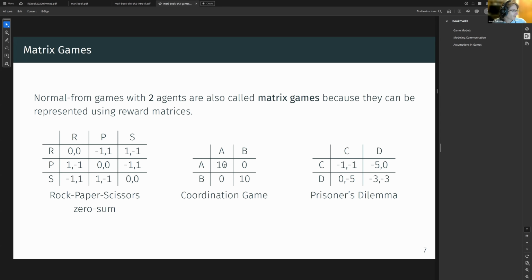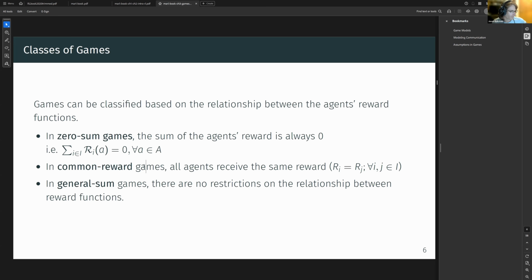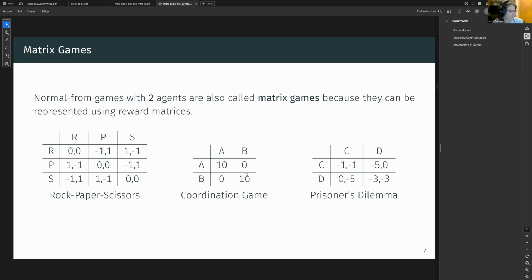This is an example of a common reward game, right? Where within a given joint action, the reward is the same. And that's why for this game, notice how there's only one number written. You only have to write one number here because the reward is the same. So we see that when the actions match, then the common reward is 10. And when the actions differ, like here, one agent selected A and the other selected B, and vice versa, the common reward is 0.